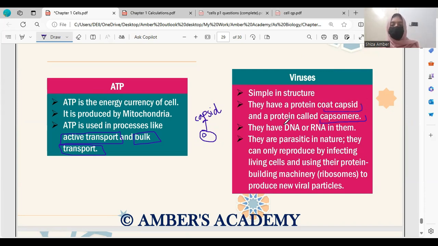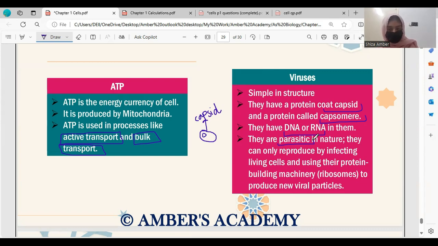Then a virus can have DNA or RNA. So there is a choice between DNA or RNA in the viruses. So we can never write that viruses contain DNA and side by side they contain RNA, because different viruses have different compositions of DNAs and RNAs. Then they are parasitic in nature, which means that when they're in the environment, they are not harmful. But once they gain entry in a living body, then they become parasitic in nature.